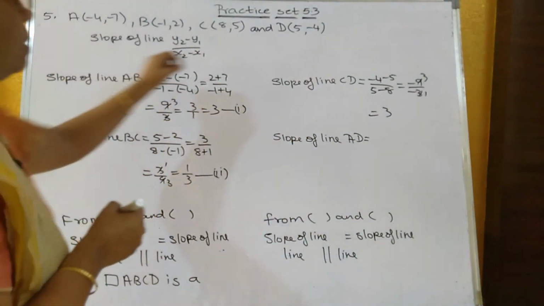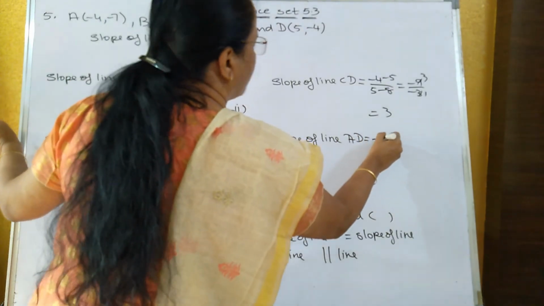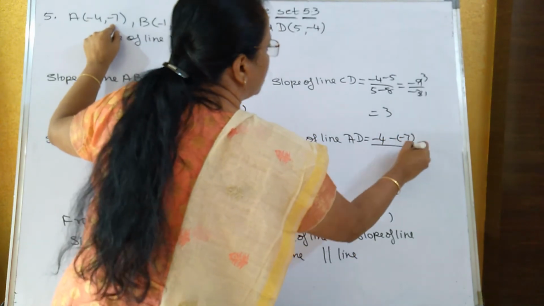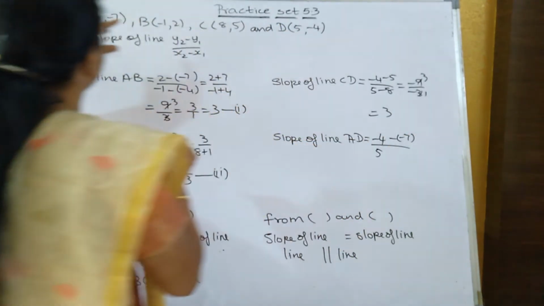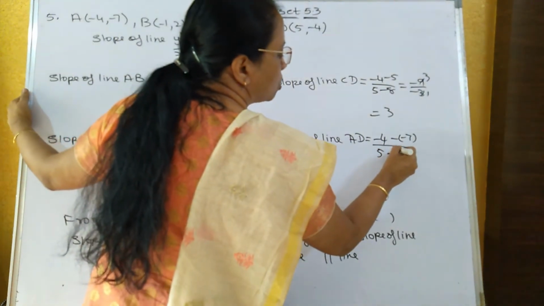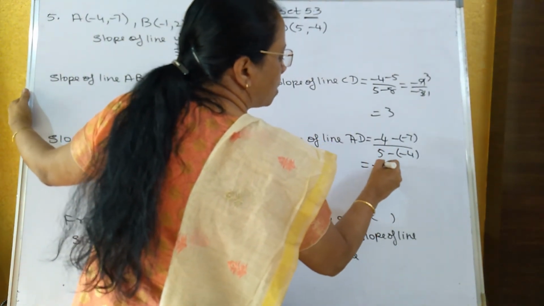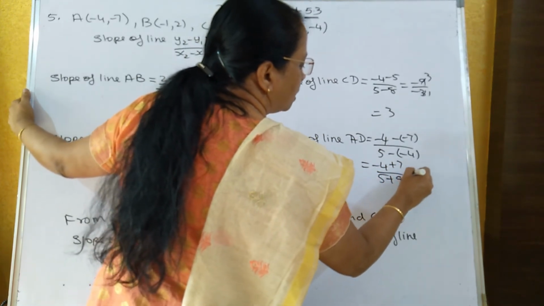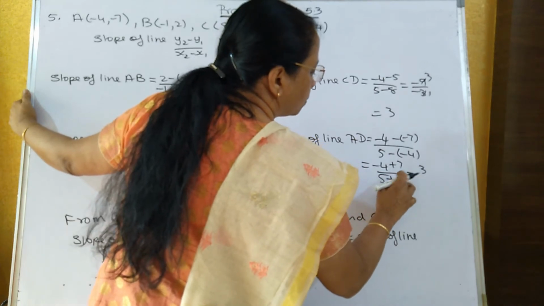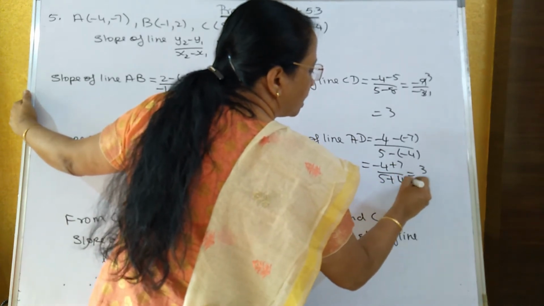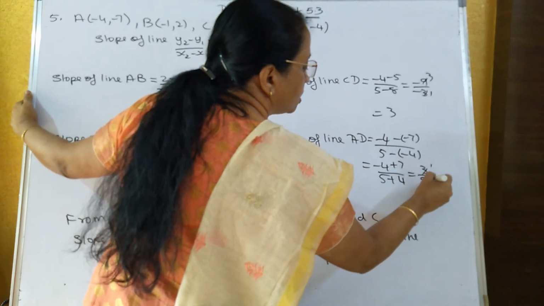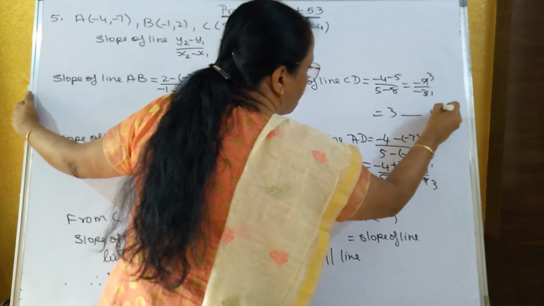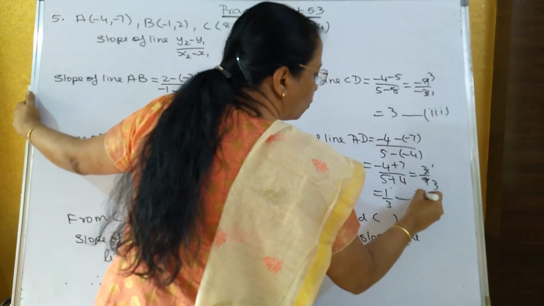Now AD, that is (-4 minus (-7)) upon (5 minus (-4)). So that is equal to -4 plus 7 upon 5 plus 4. That's equal to 3 upon 9. It goes in 3's table. So that is equal to 1 upon 3. Let this be 3 and let this be 4.